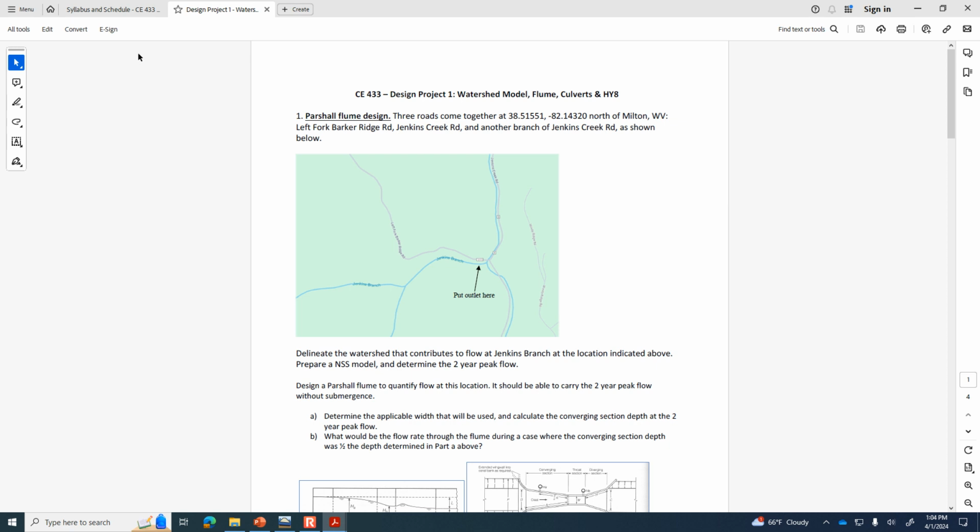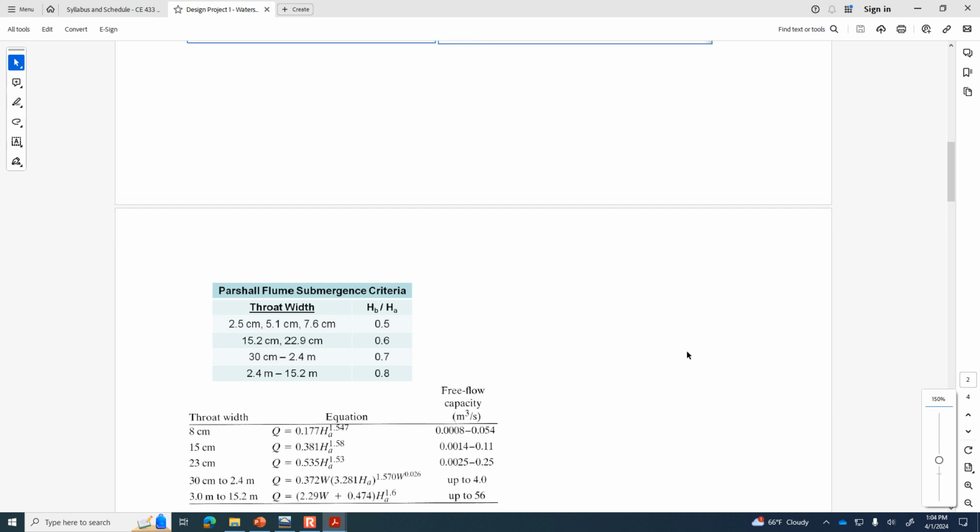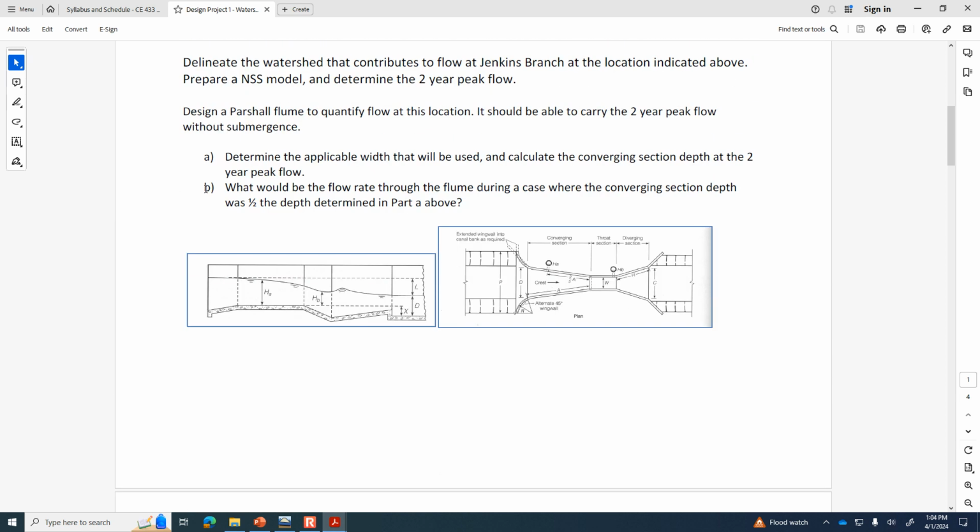So that's easy enough for you to do once you find the location. Find the Q2, and then based on the data that you've seen before, these empirical equations and the range over which they typically apply and the submergence criteria, design a flume that won't submerge, that can accommodate that 2-year flow. And then in part B of that first part of the assignment, determine what would be the flow rate if the depth at A was less than half the depth that you've determined when you were deciding how deep the water would be when your Q is the 2-year flow.